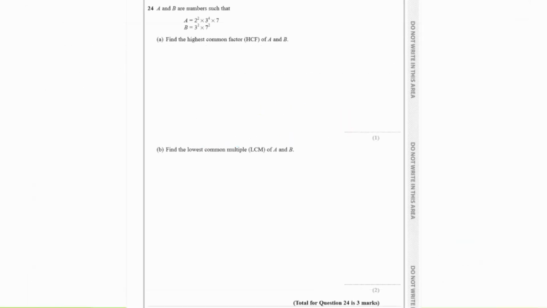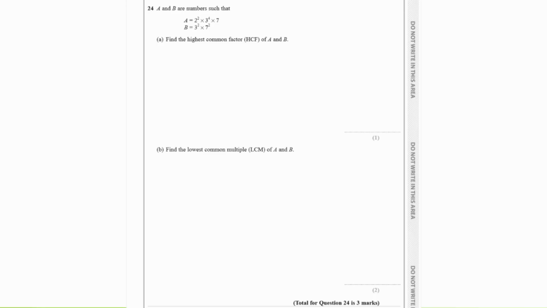Question 24. A and B are numbers such that A is equal to 2 squared times 3 to the power 4 times 7, and B is equal to 3 squared times 7 squared. Part A, find the highest common factor of A and B.